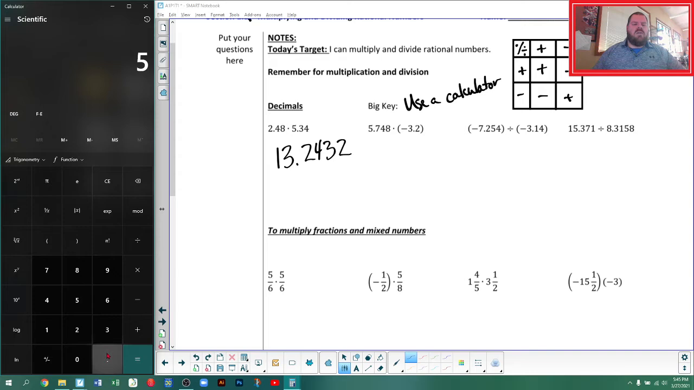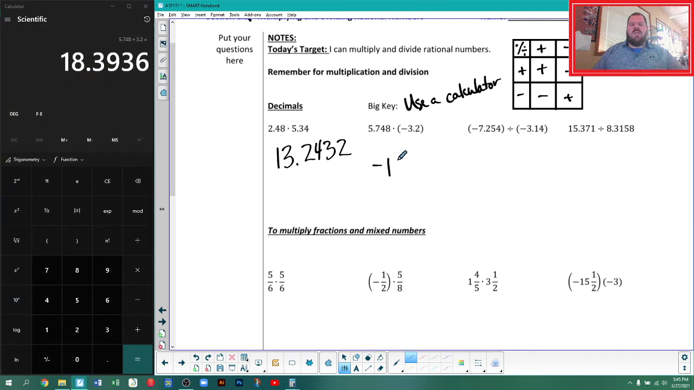I can't really do negatives that well on this calculator. Yeah, this button's here, but I have to put the number in and then hit the negative. I don't waste time with that. I just know that since it's a positive and a negative, my answer is going to be negative. So negative 18.3936.